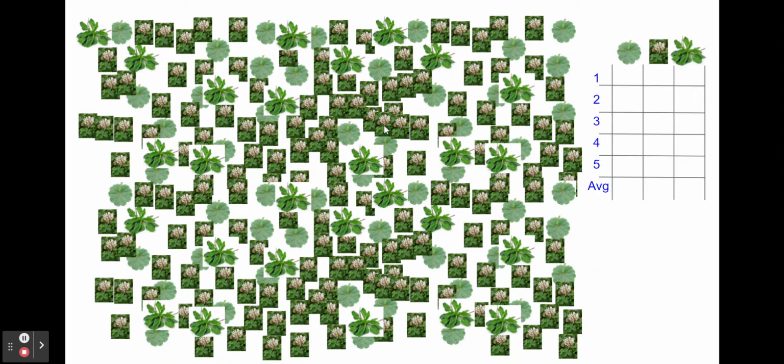Here's our example. Whoa, this is a packed field with lots of stuff. I see broadleaf plantain, clover, and ground ivy. What if I wanted to determine the population density of each of these? Well, here's a table that I'm going to calculate this in. This is all in blue, so it's optional to write down, but this might be helpful to have in your notebook for later.